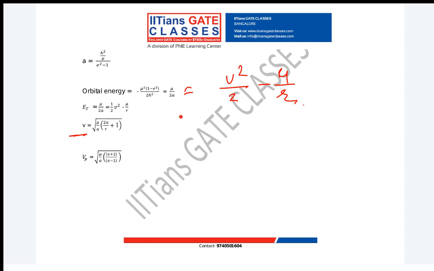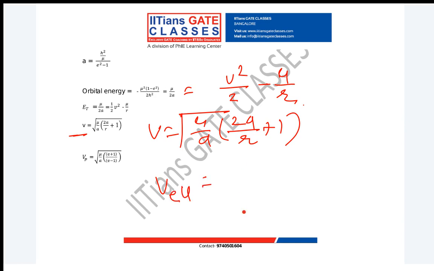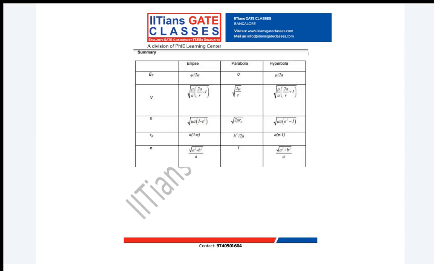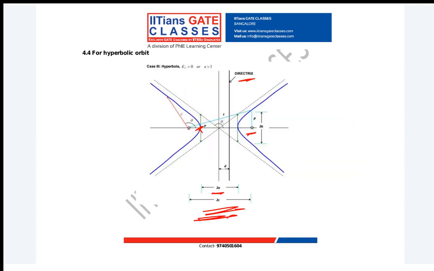It is root of mu upon A times 2A by R plus 1. You can see in the earlier case, in elliptical orbit, it was root of mu upon A times 2A by R minus 1. So this is the difference. Now we can find the velocity at perigee. This is the same; earlier also we had a similar expression, and now also a similar expression.